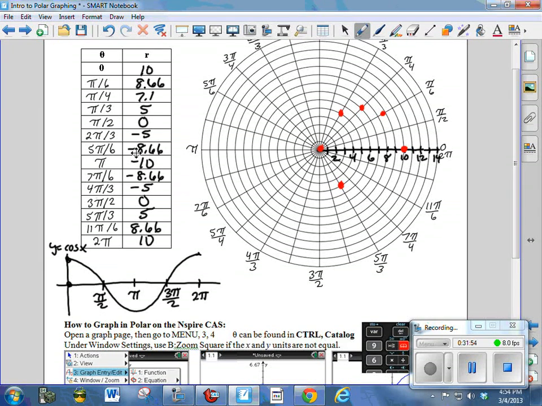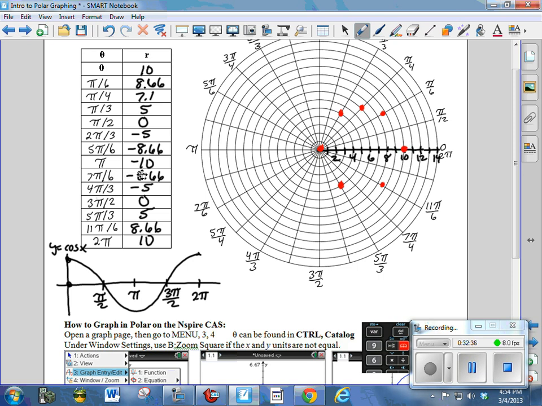Then I have negative 8.66. So 1, 2, 3, 4, 5, 6, 7, 8, almost to 9. And I'm going to go around 5 pi over 6. So that's all the way over here to the 11 pi over 6. So right there. And then the next one would be pi, negative 10. So if I go negative 10, that would be out to here. And then I go pi all the way around here. Look at that. I end up right back where I was to start with at 0, 10.